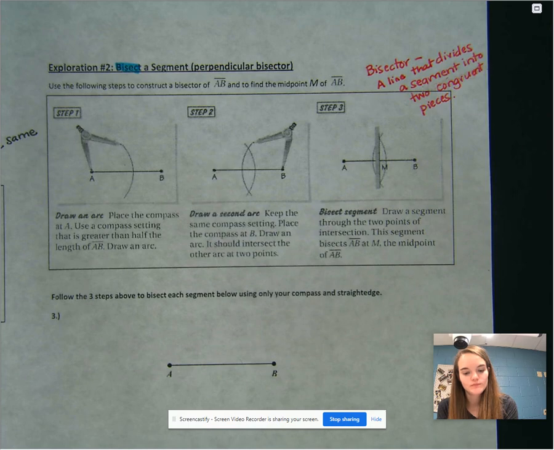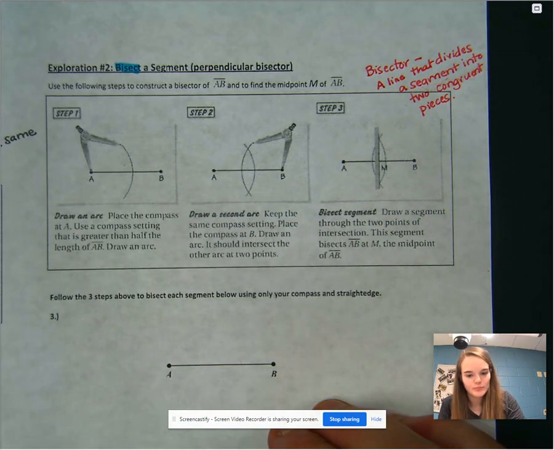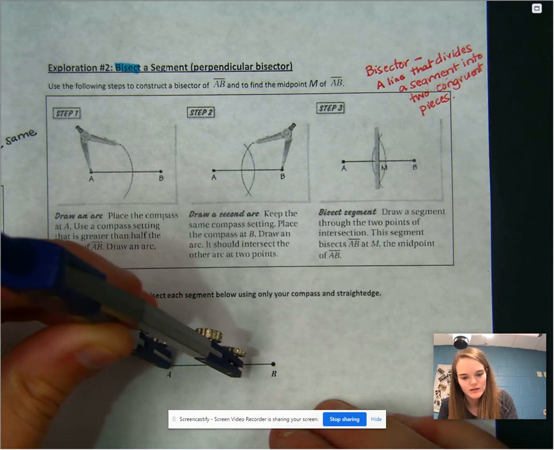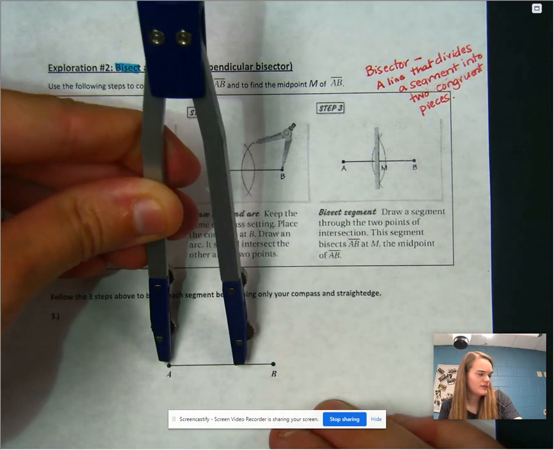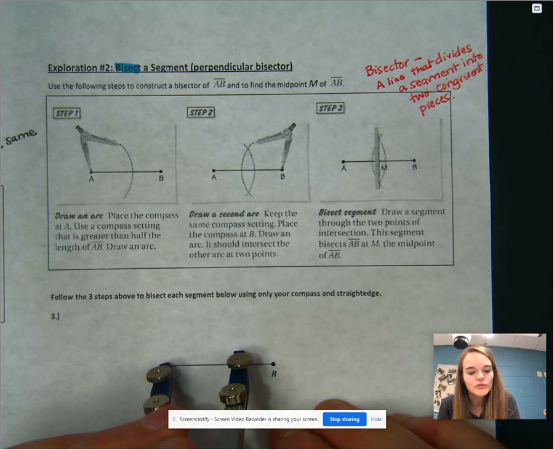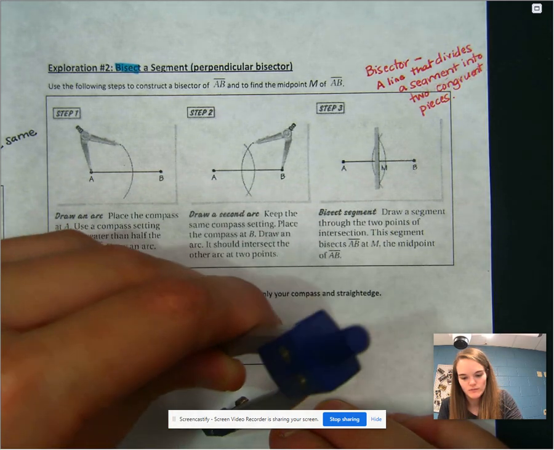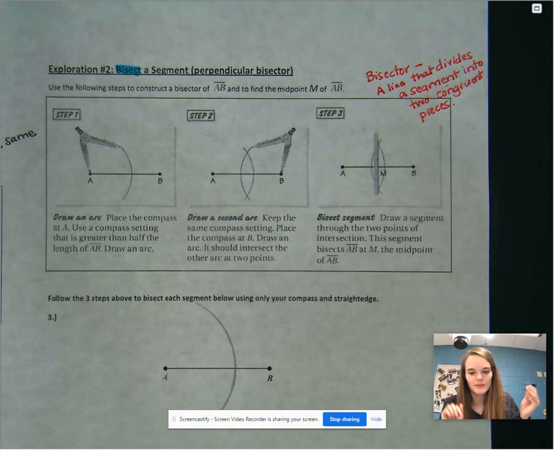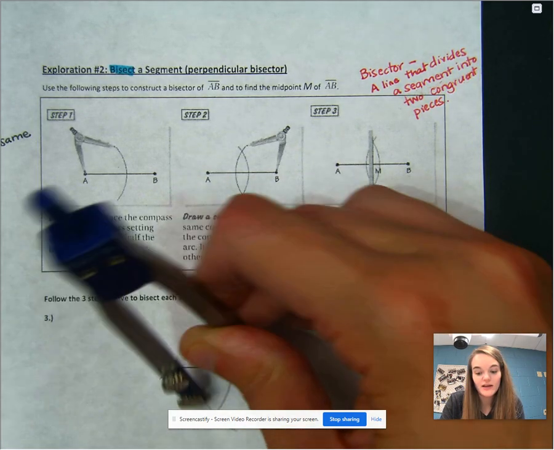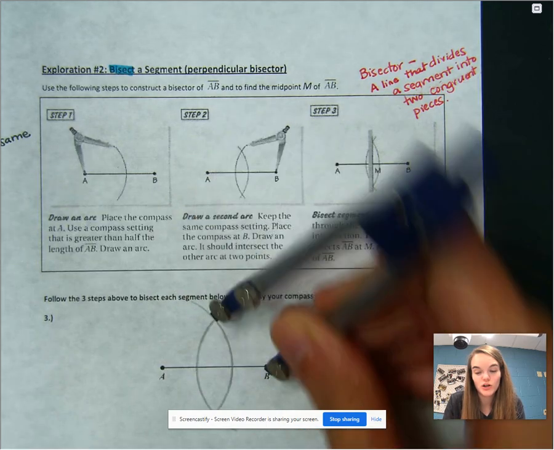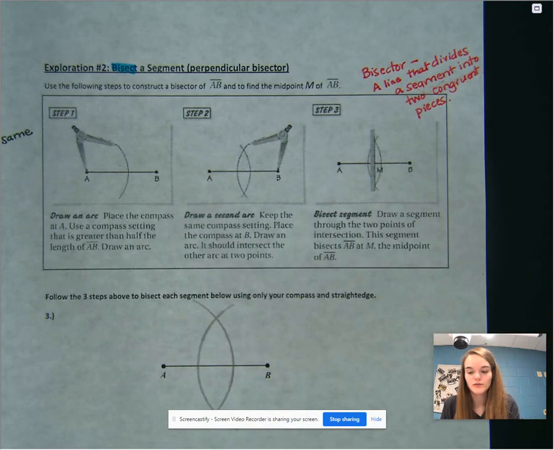Okay, step 1, draw an arc. To do that, place the compass at A. Okay, use a compass setting greater than half. Is this greater than half? It looks like it. Draw an arc. Okay, that's step 1. Step 2, draw a second arc. Keep the same compass setting. Good, I haven't moved it. Place the compass at B. Draw an arc. It should intersect the other arc at 2 points. If it doesn't, you're probably not halfway through, or you didn't draw it high enough.